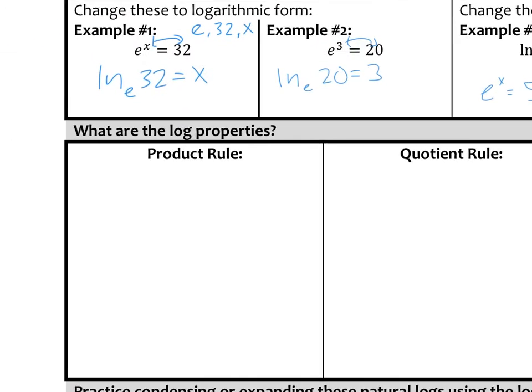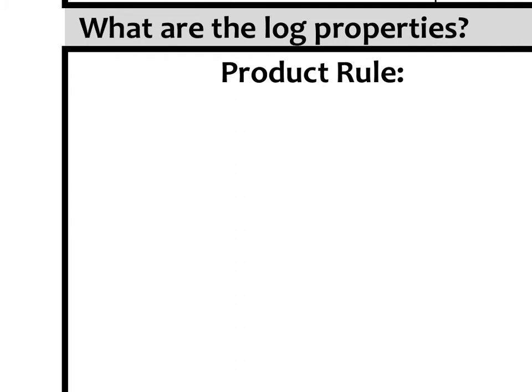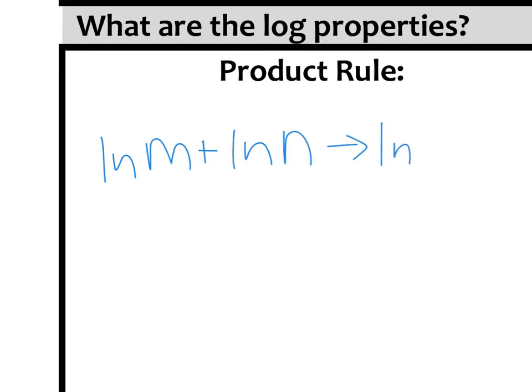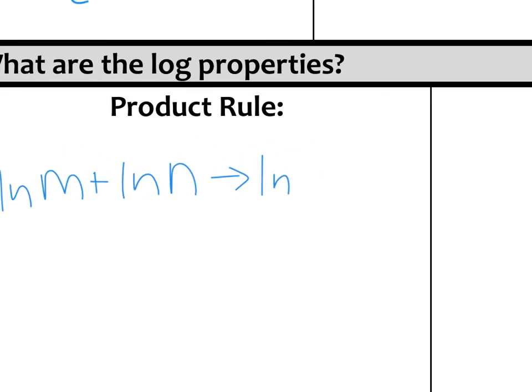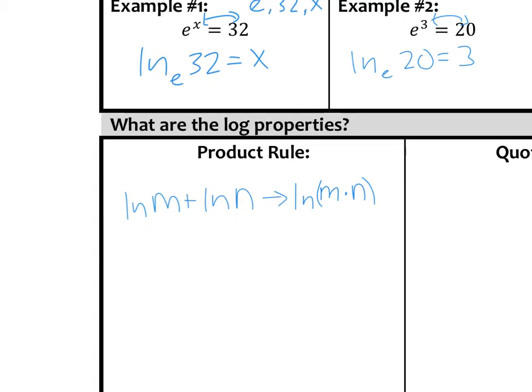Okay, so same rules apply, just like with logs. So our product rule, remember, is going to be a natural log of m plus a natural log of n. It's going to change with the product rule because they're using addition with two separate natural logs. We can put them together, condense them into one natural log of m times n. Okay, so remember, we multiply those together.